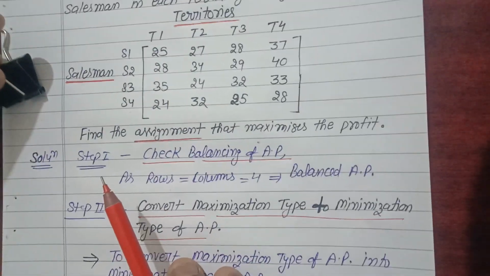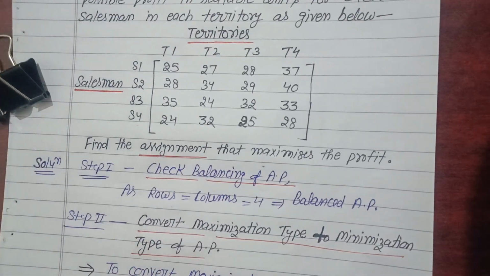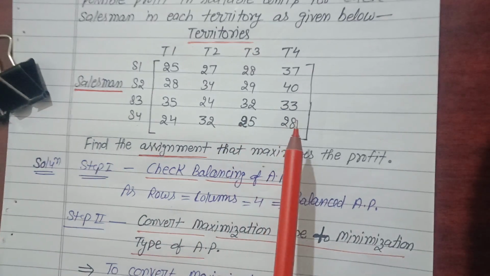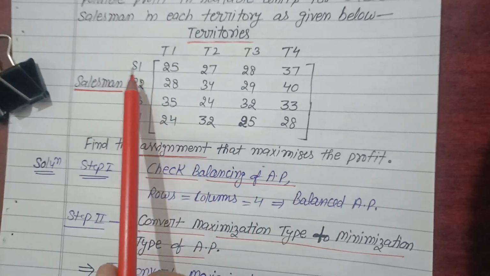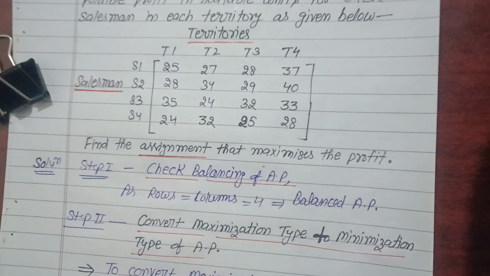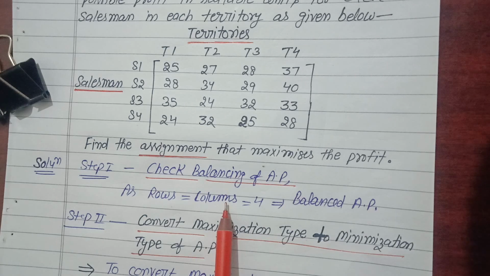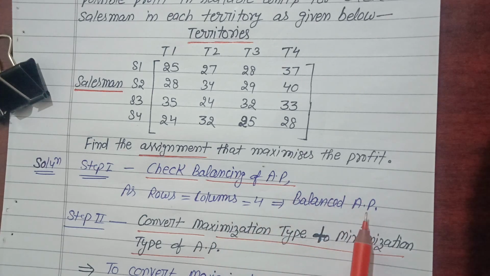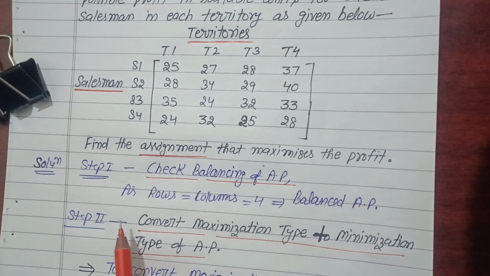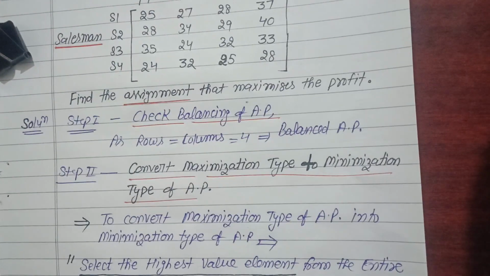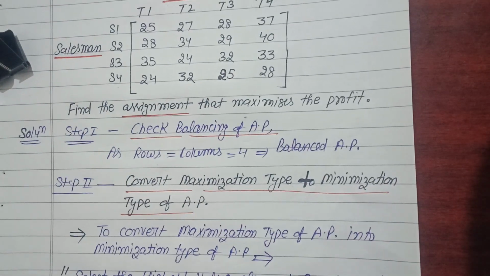The first step for solving this numerical using the Hungarian method is checking whether this is a balanced assignment problem or not. Now you will see that there are 4 rows and 4 columns. As the number of rows and number of columns are equal, this is a balanced assignment problem. Now let us move to step 2. As you know that this is a maximization type of assignment problem, we have to convert this to a minimization type of assignment problem, and then we can solve it using the Hungarian method.